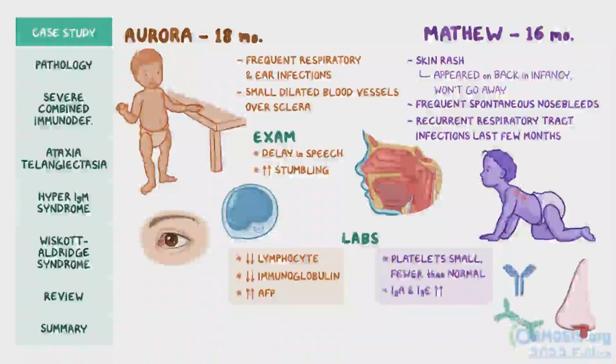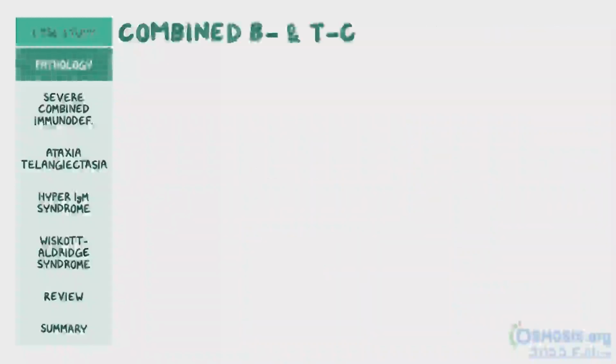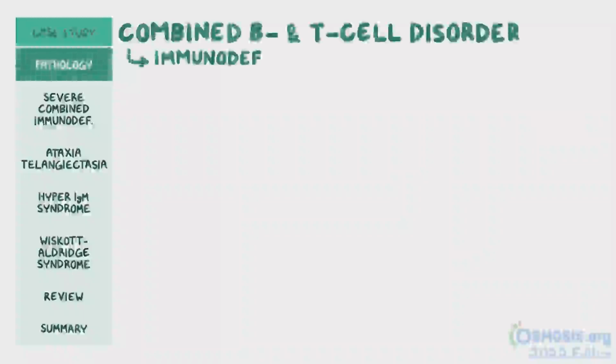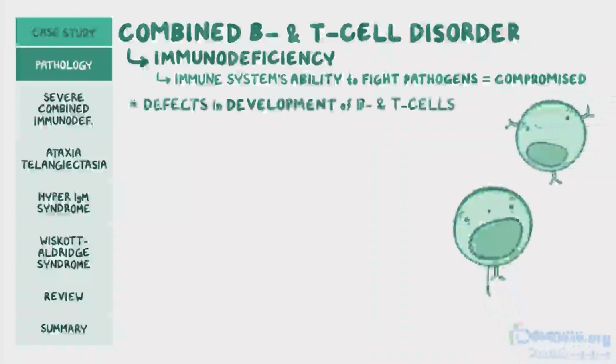Based on the initial presentation, both cases seem to have some form of combined B and T cell disorder causing immunodeficiency, meaning that their immune system's ability to fight pathogens is compromised. Combined B and T cell disorders are characterized by deficits in the development of both B and T cells, which respectively lead to impaired antibody and cellular immune responses.